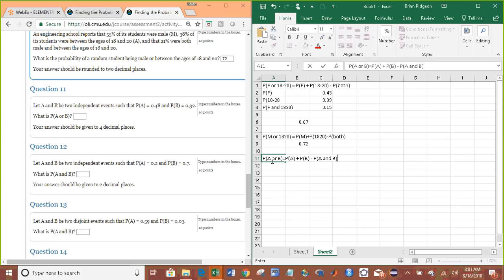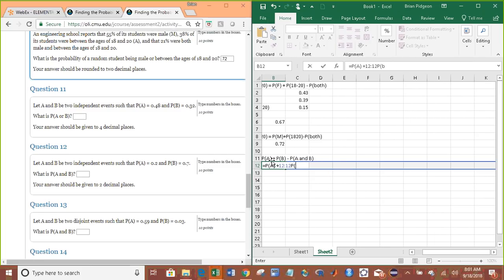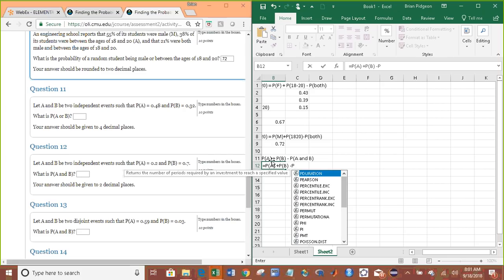Well, the key word in this problem is independent. Because we know that when two events are independent, the probability of A and B is just their product.